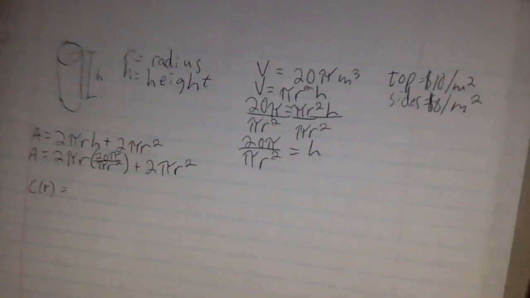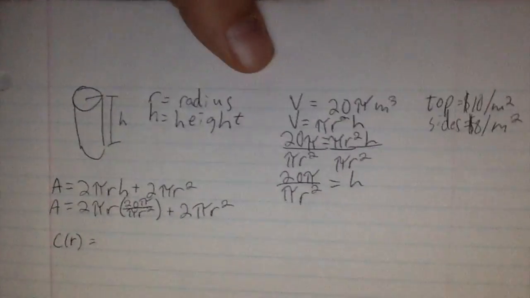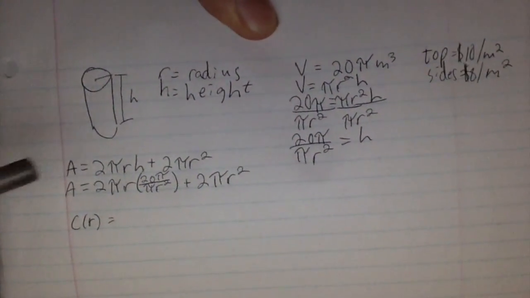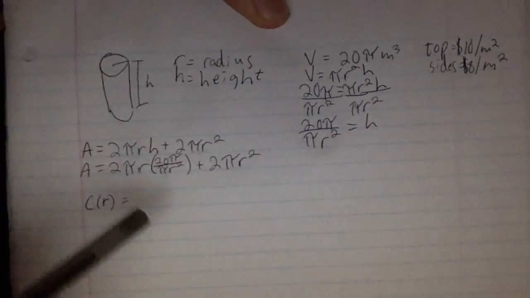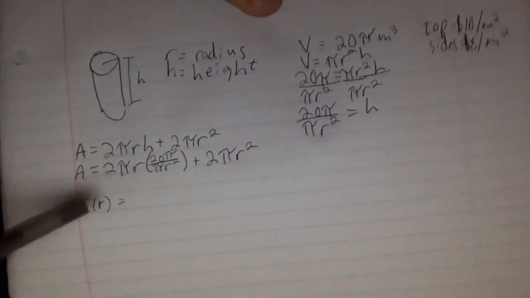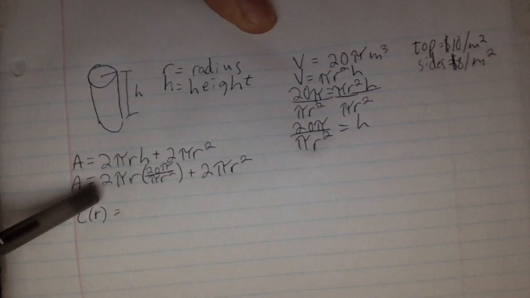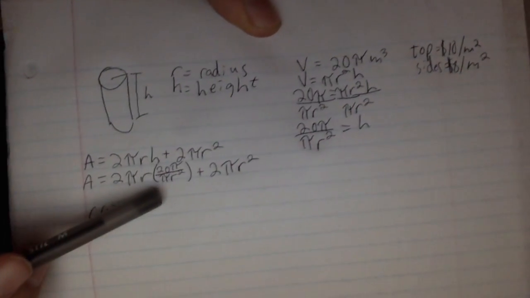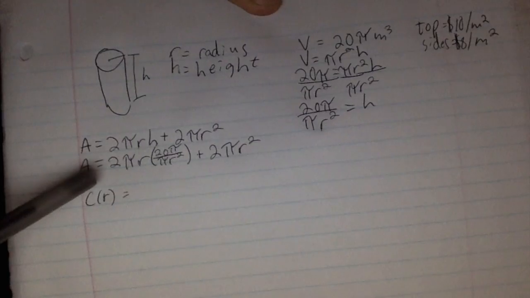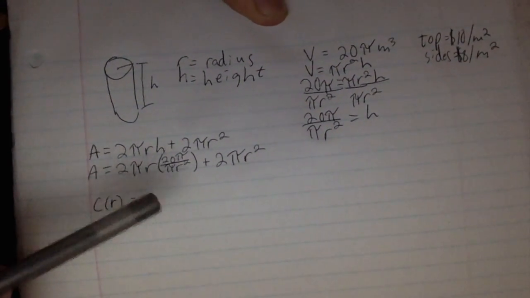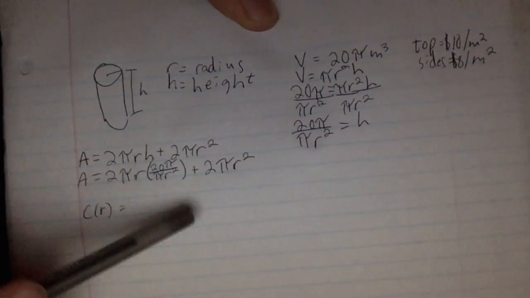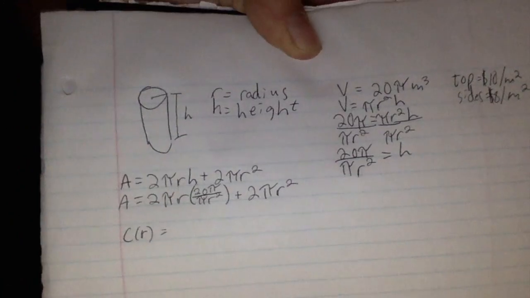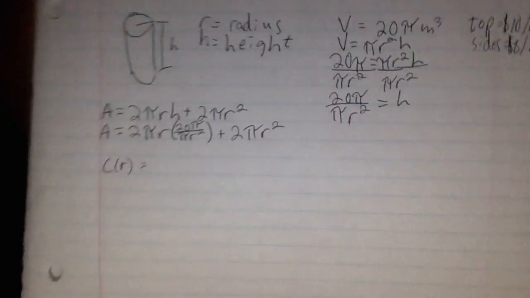Then next we're going to write the surface area of the cylinder. The surface area for a cylinder is 2 pi rh plus 2 pi r squared. And so we're going to plug in h for that. So it's going to be area equals 2 pi r times 20 pi over pi r squared plus 2 pi r squared. So yeah, we got that.